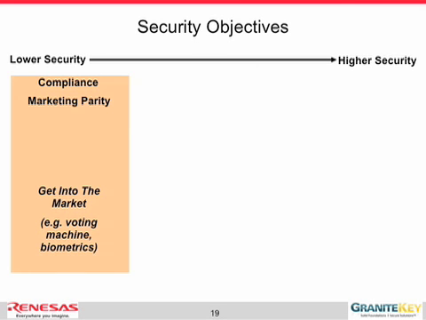First, in terms of the lowest level of security, it's very common. The most common objective for security is for compliance or marketing parity. An example would be, in order to get into the market, in order to have a voting machine that you deploy into the market, you have to reach a minimum level of security. And the regulatory agency run by the government is going to tell you the minimal level of security you need to comply. And a lot of folks are focused on that.